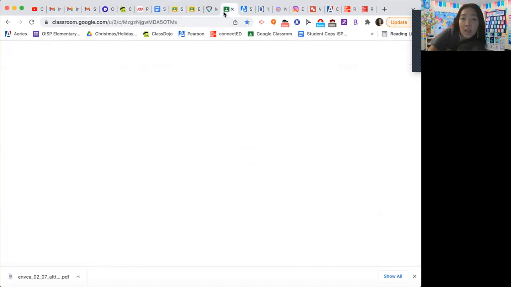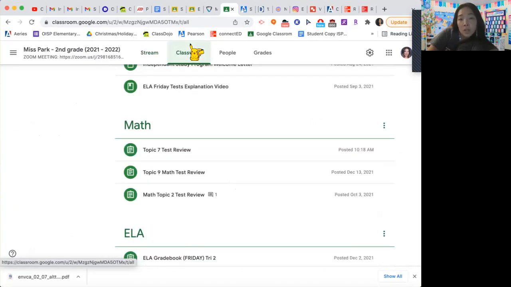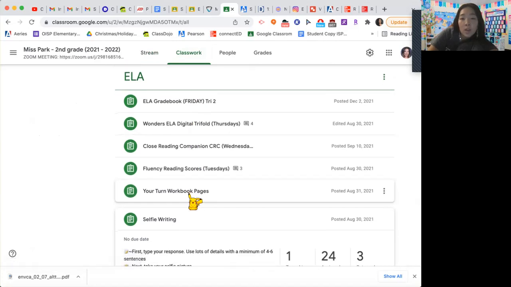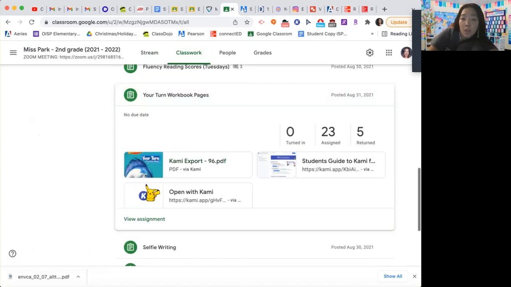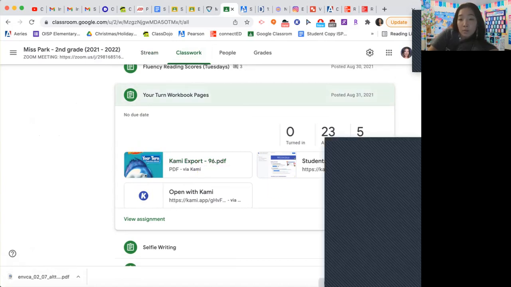If you're using Cami, you're going to go to Google Classroom, click on classwork, and scroll down till you hit your Your Turn workbook pages. I'm going to give you guys a minute. Go ahead and open that up now.